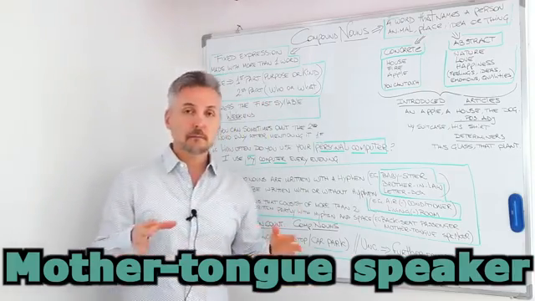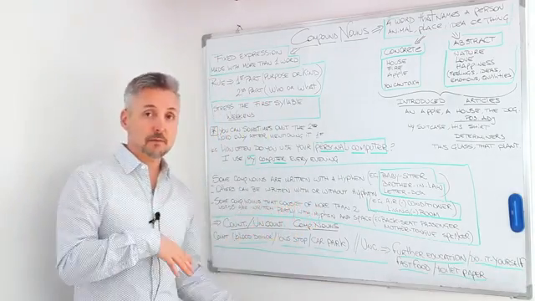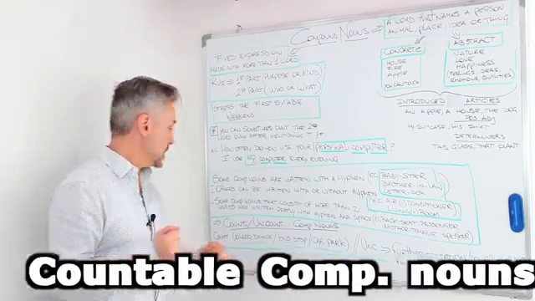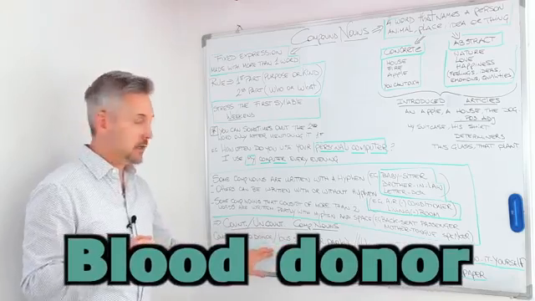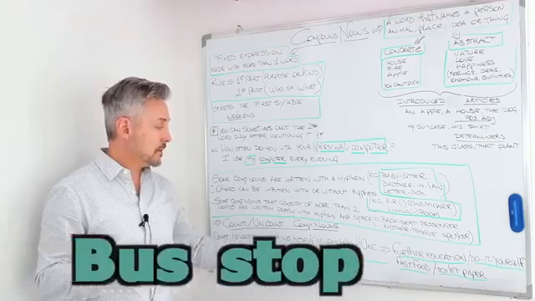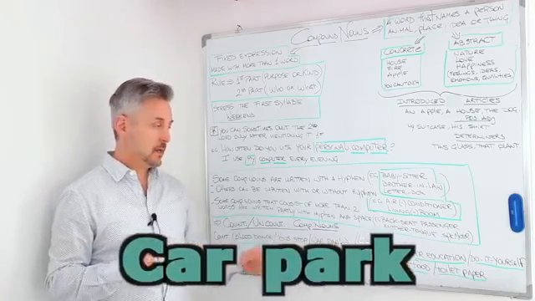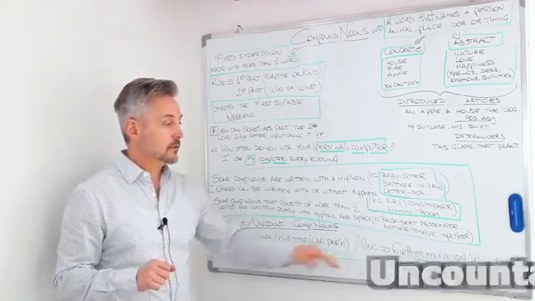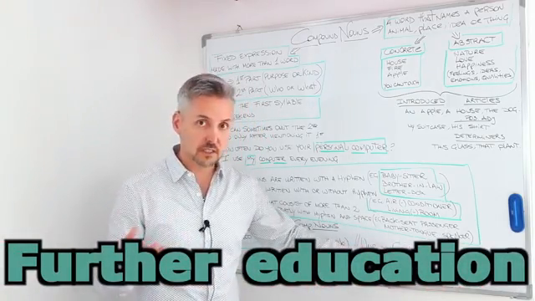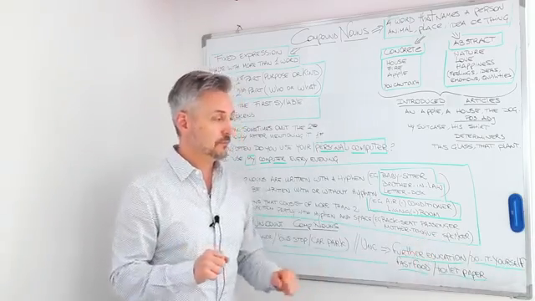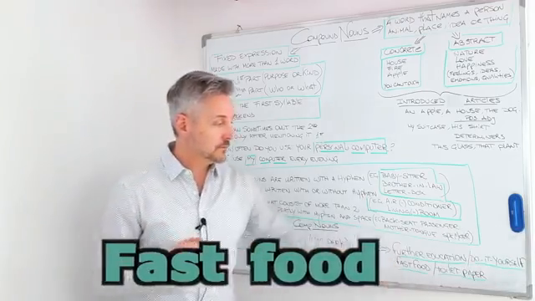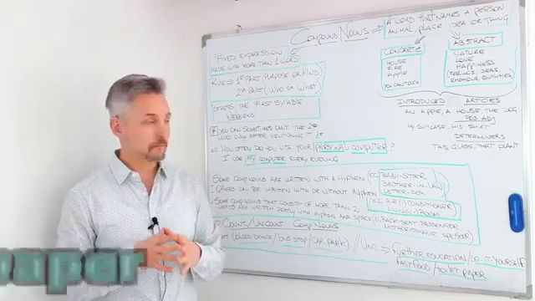Now, obviously compound nouns can be countable and uncountable. And I listed some countable ones. Blood donor. Here we don't need a hyphen. Blood donor. Bus stop. Car park. Uncountable ones. Further education. So we don't say further educations, but we say further education. Do it yourself. Fast food. And then the last one, toilet paper.